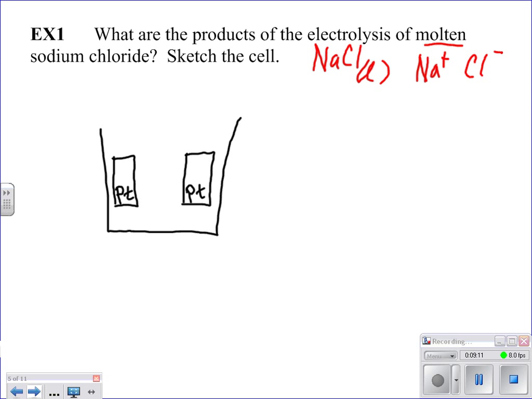These are going to be connected to a battery. Not a voltmeter like a voltaic cell was, but a battery. And there's a couple different ways we can draw this as well. Maybe you want to just do it like this. Sometimes you'll see them drawn.